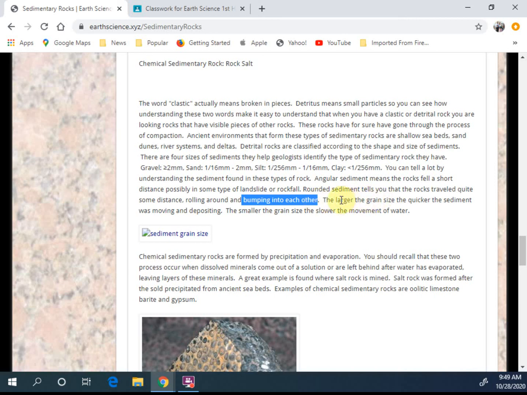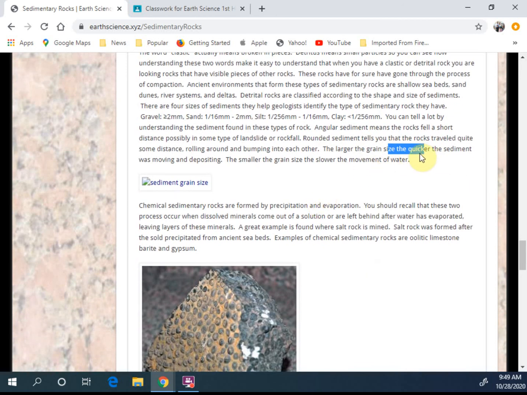Also notice that if you have larger rocks, that means you had a quicker or more powerful mechanism of moving those sediments, such as water. Flash floods can move large rocks. Slow trickled streams can barely move small silts and clays. Does that make sense? So there's an energy factor that's important to understand in moving them.